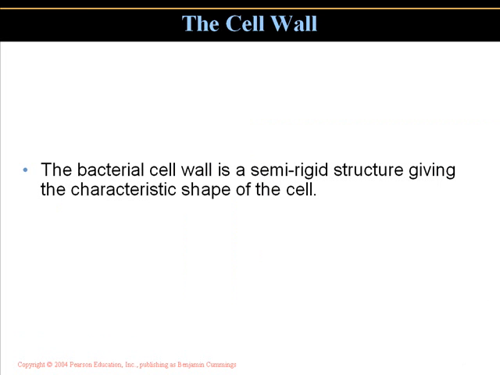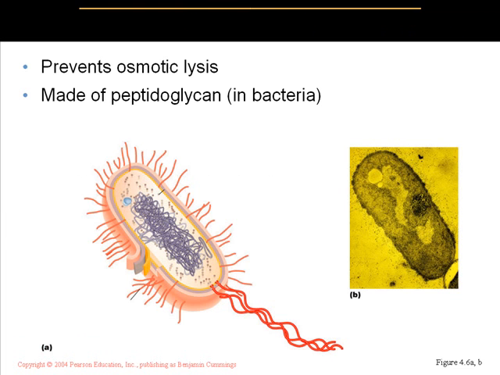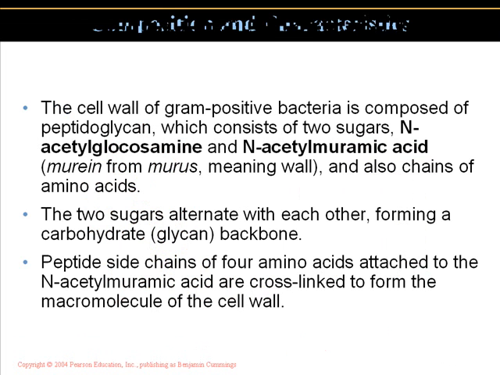The bacterial cell wall is a rigid or semi-rigid structure giving the characteristic shape of the cell. Cell walls can prevent osmotic lysis. They are made of peptidoglycan in most bacteria. The cell wall of gram-positive bacteria is composed of peptidoglycan, which contains two sugars, N-acetylglucosamine and N-acetylmuramic acid. This is also chains of amino acids. You should be familiar with the two sugars that compose gram-positive cell walls.